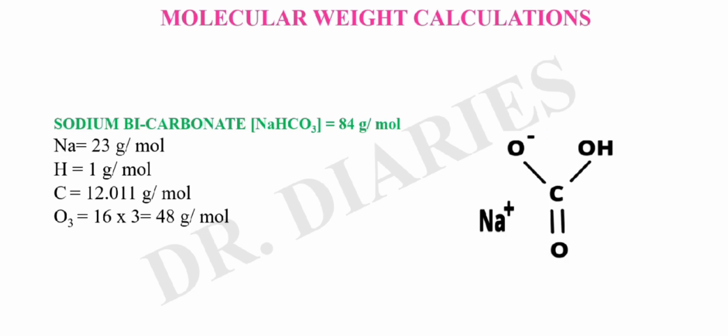Next example is sodium bicarbonate, NaHCO3. As shown in the picture, you can see there are 3 oxygen atoms, 1 hydrogen atom, 1 carbon, and 1 sodium atom. When all of their molar masses are added, the total molecular weight we get is 84 grams per mole.